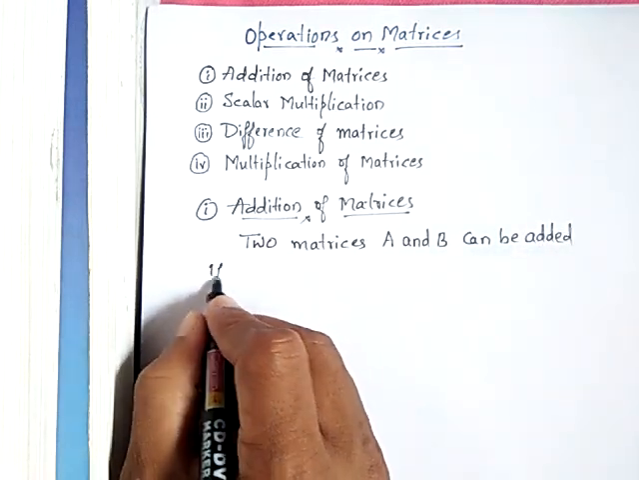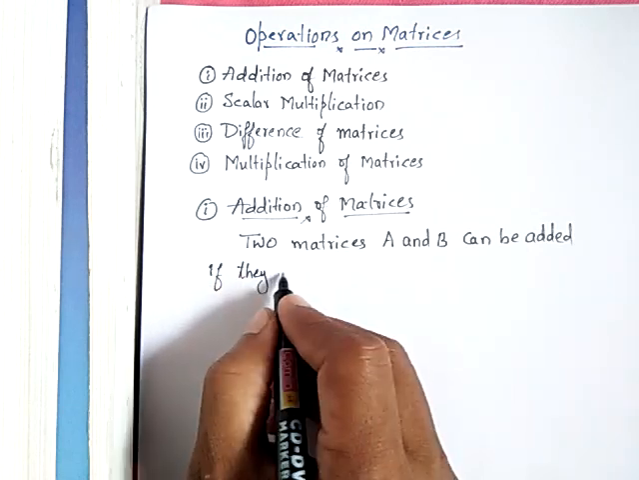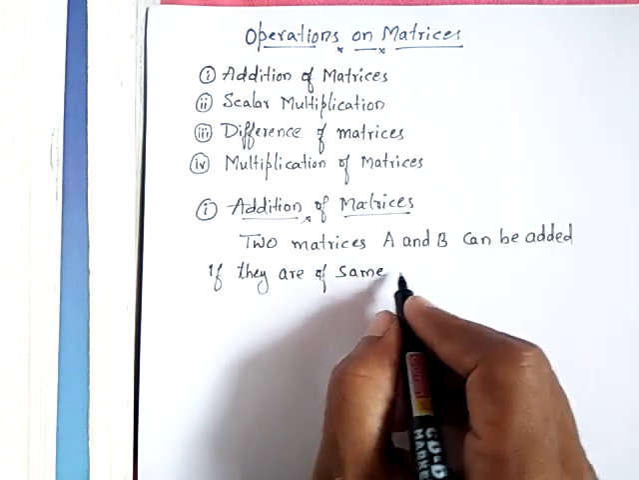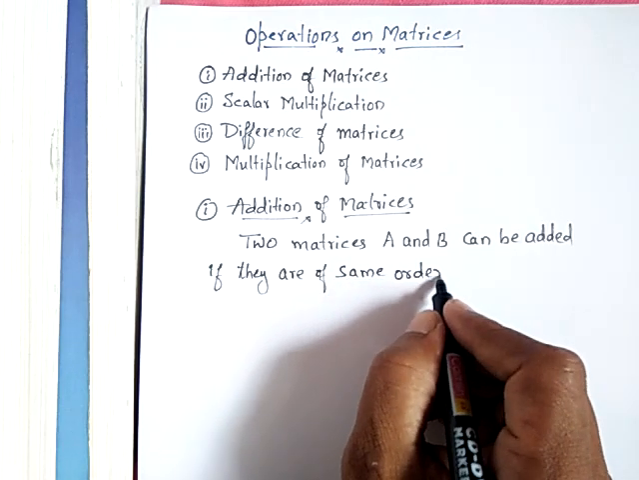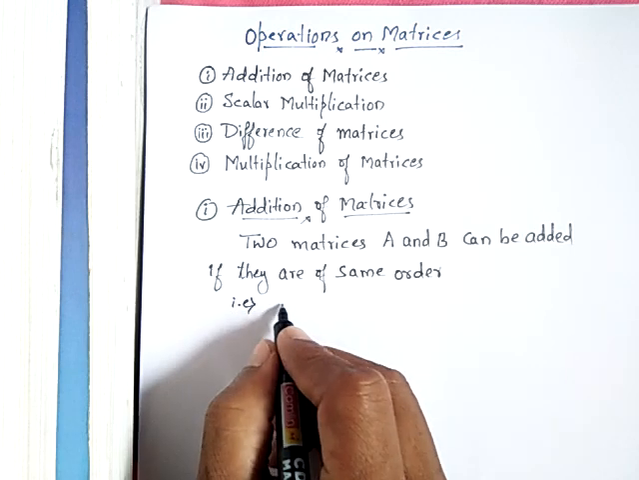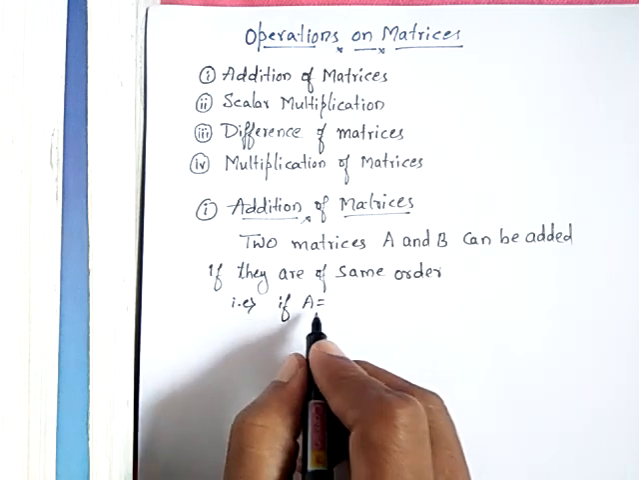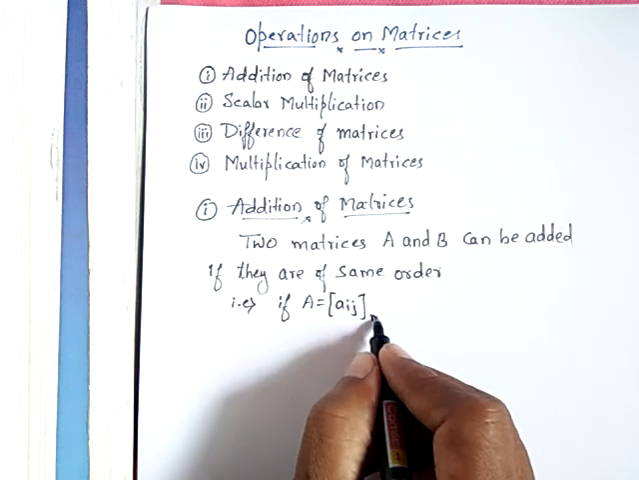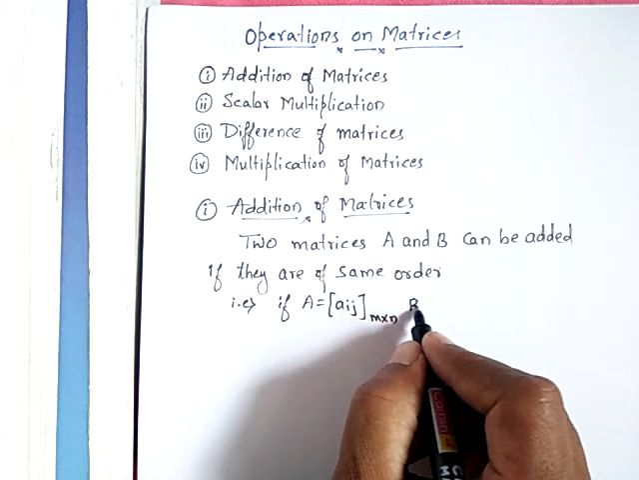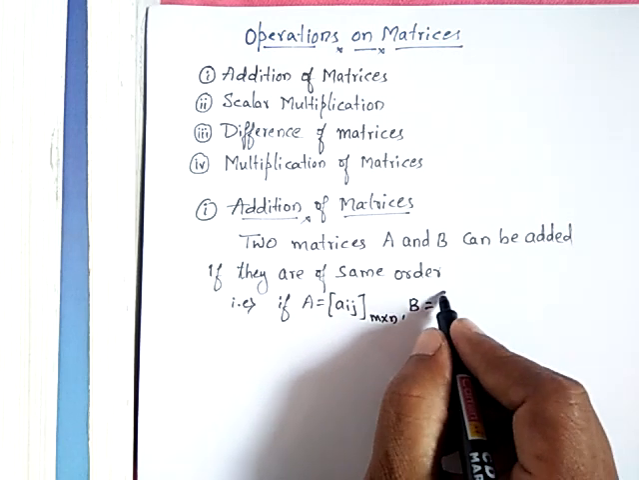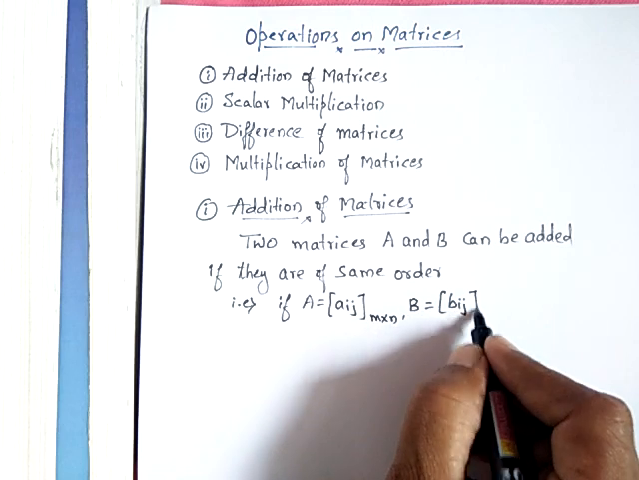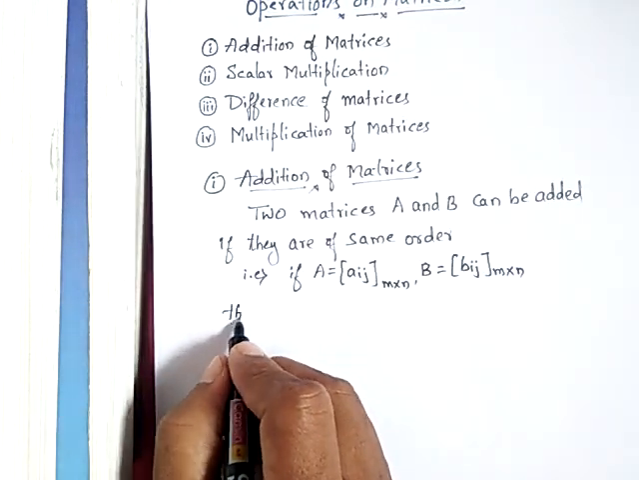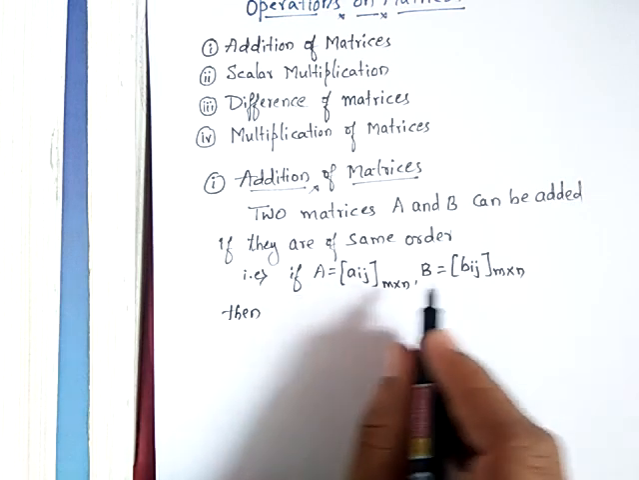if they are of same order. That is, A is a matrix Aij, that is an m by n matrix. Similarly, B is equal to Bij, that is also of the order m by n. Then you will get a new matrix after adding A and B.